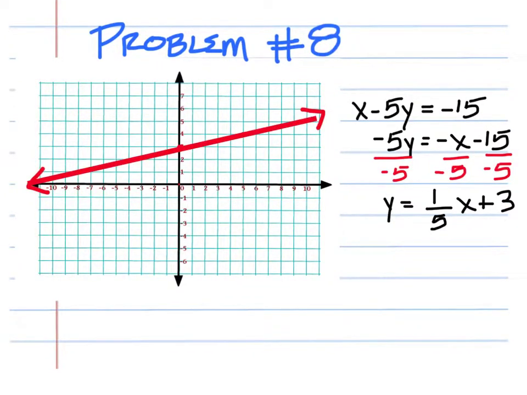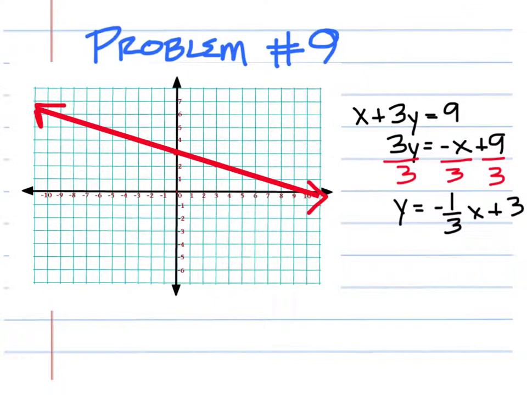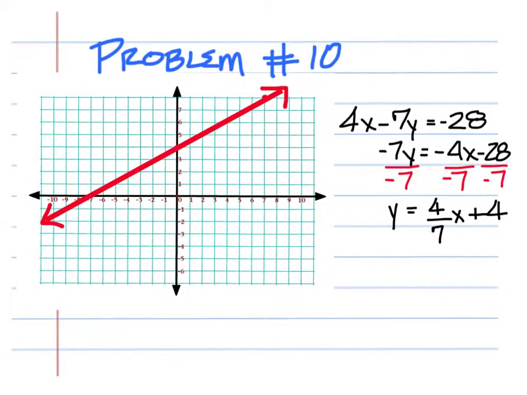Number 8 is y equals 1/5 x plus 3. Passes through 3 on the y-axis, so you go up 1 and to the right 5. Rises to the right. Number 9 is negative 1/3 x plus 3, and it goes through 3 on the y-axis, down 1 to the right 3. Falls to the right. Number 10, y equals 4/7 x plus 4. Passes through 4 on the y-axis. You go up 4 and to the right 7.